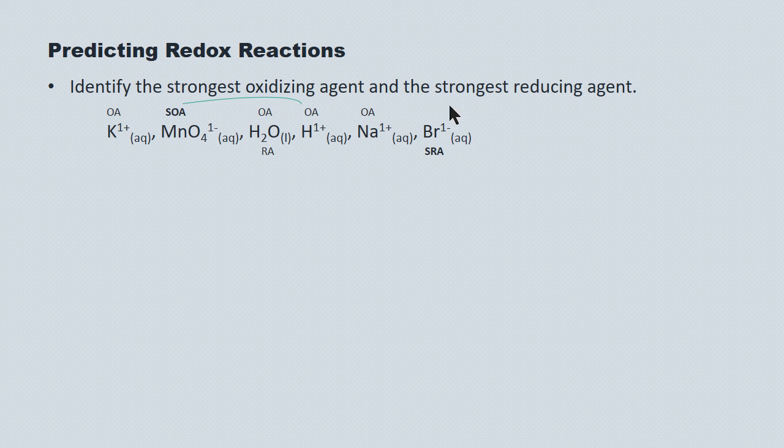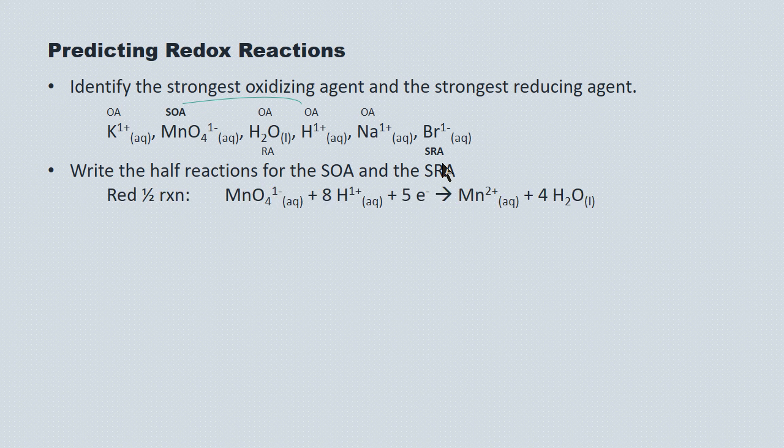And the bromide ion is the strongest reducing agent in the system. It's the lowest on the right-hand side of the page. So then we write half reactions. The strongest oxidizing agent goes through reduction, and that looks like this. This is our reduction half reaction, and I've simply transcribed this from the data booklet. The strongest reducing agent, the bromide ion, goes through oxidation.